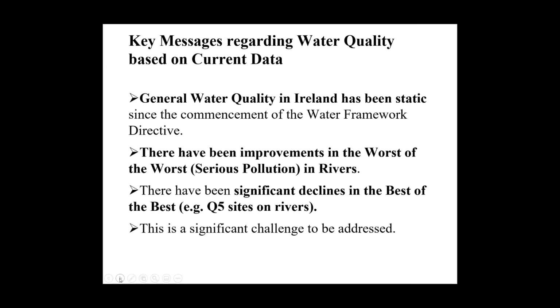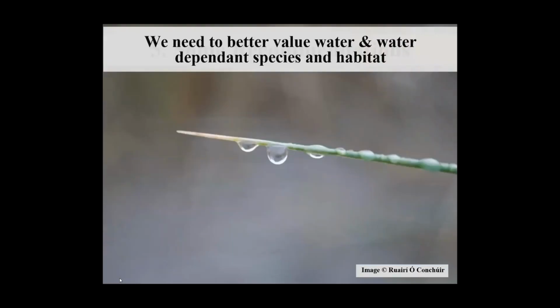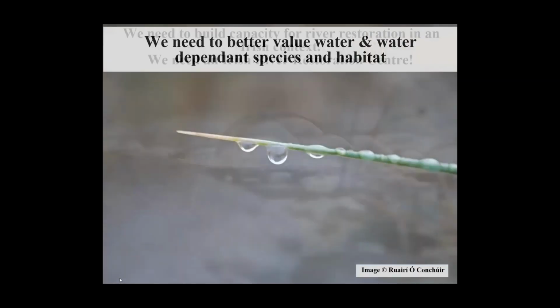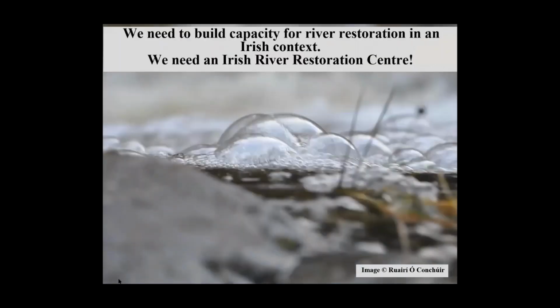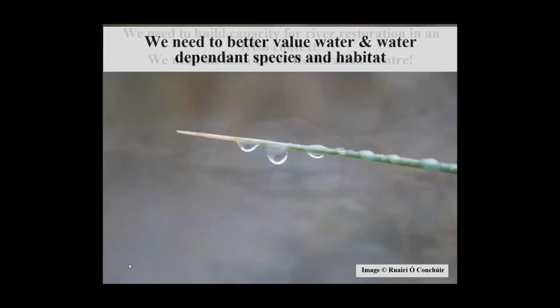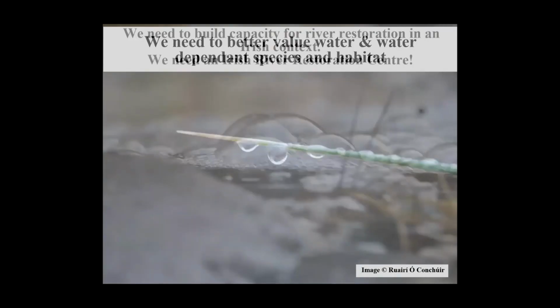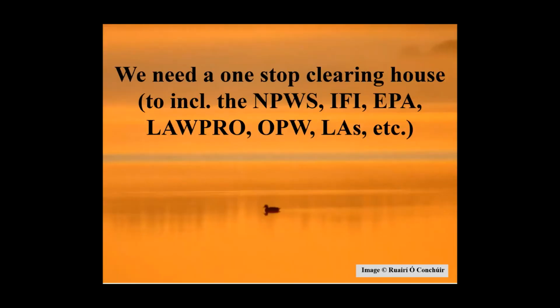There's multiple recommendations. It's very hard to focus in on, but we need to better value water and water-dependent species. We also need to build capacity in river restoration, and we need a one-stop clearinghouse.